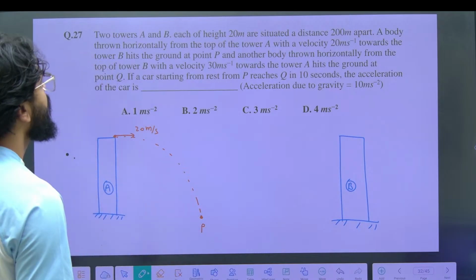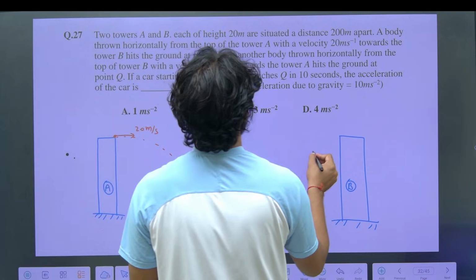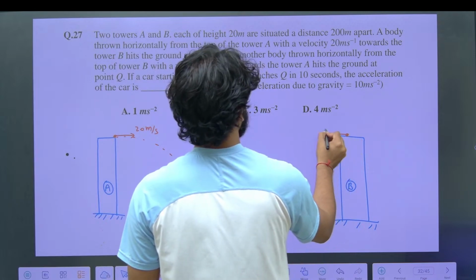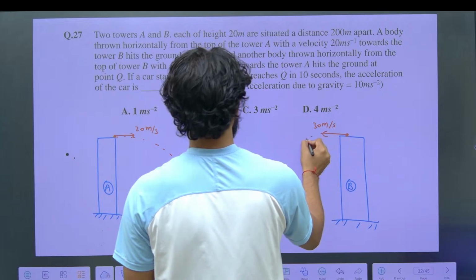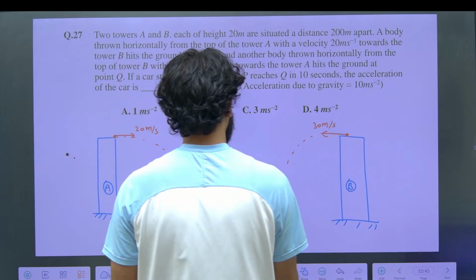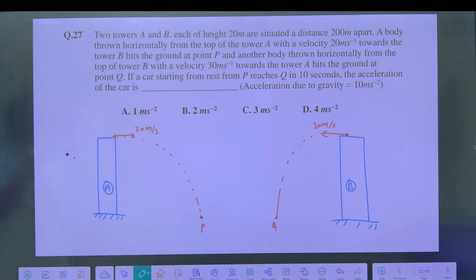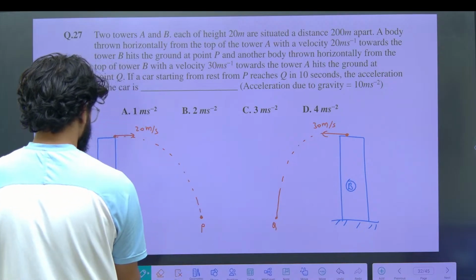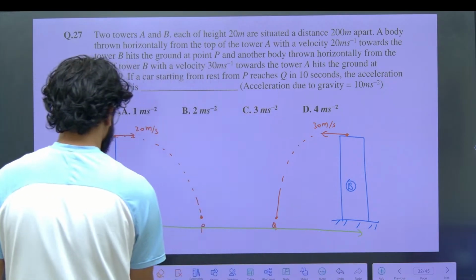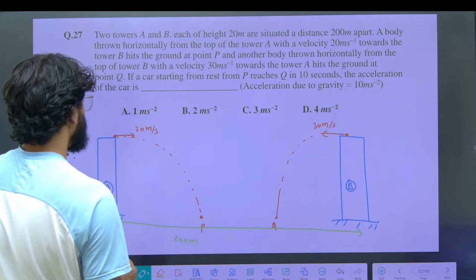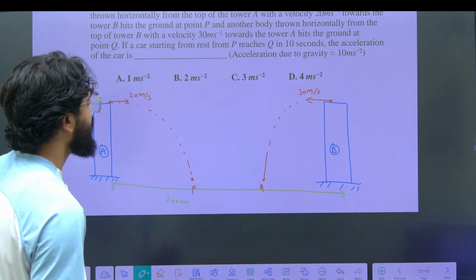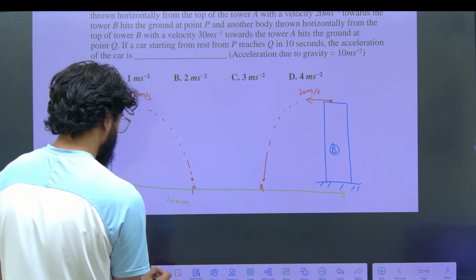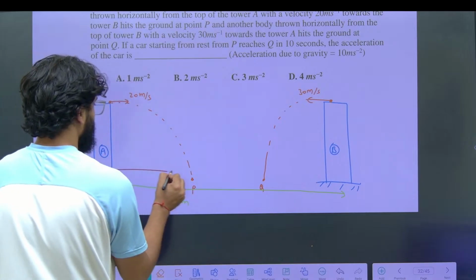And another body they are throwing at each other at this point Q. And another body is thrown. The tower distance, I missed that, it is 200 meters. So clearly if we can calculate this and this, then we can calculate the distance between P and Q. Okay, so let's quickly calculate this.